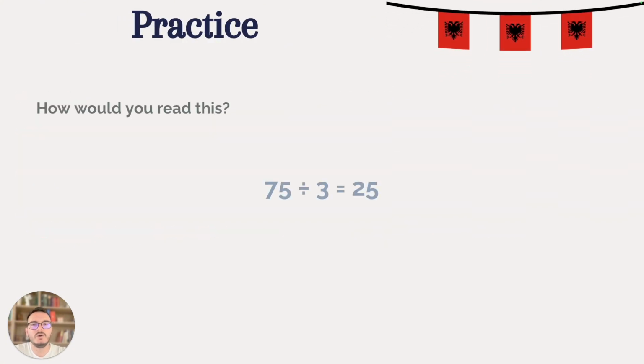Okay, now that's it for our explanation. Here is your homework. How would you read this? 75 divided by 3 equals 25. Okay, write your answer in Albanian in the comments. Make sure to write the numbers correctly, and especially the mathematical operations that we just learned.